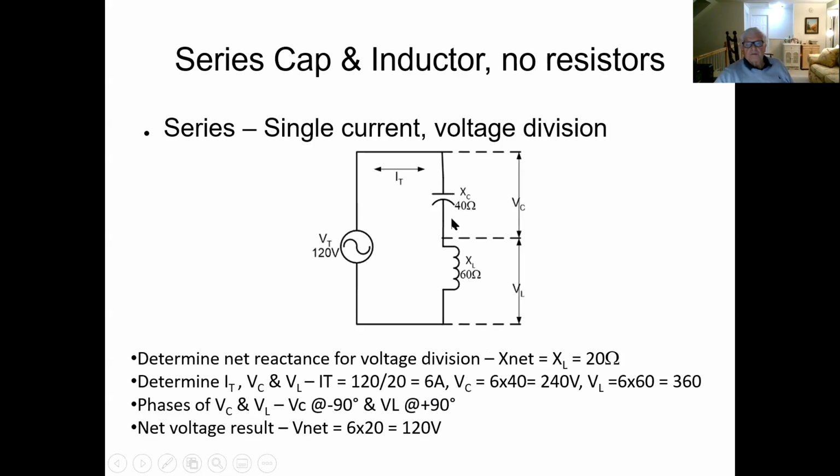Then 6 amps goes through XC. It gives us 240 volts. 6 amps is still going to go through XL, 6 times 60, 360 volts. Phase of VC and VL: VC is at minus 90 degrees, where VL is at plus 90 degrees. So the net voltage, though, is 6 times 20, or 120 volts.